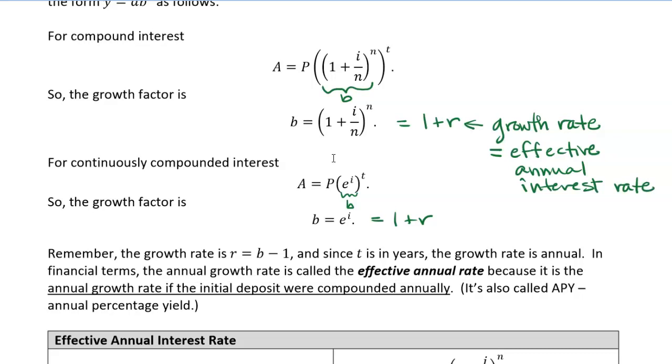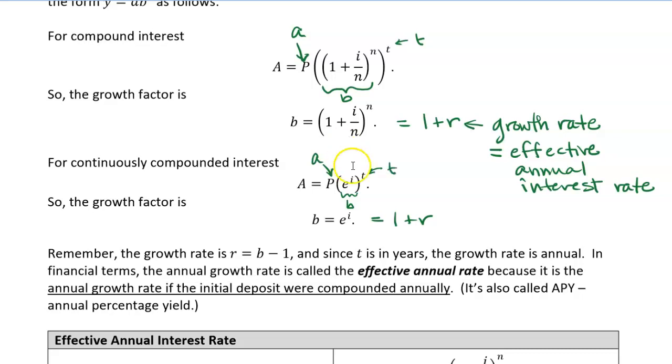If we can rewrite the formula in the form a times b to the t, so this is a, this is b, and here's our t, then we can find the growth factor, and from that we can get the growth rate. Same way down here. The p is our initial amount, so that's our a, and then b is e to the I, and of course this is t.